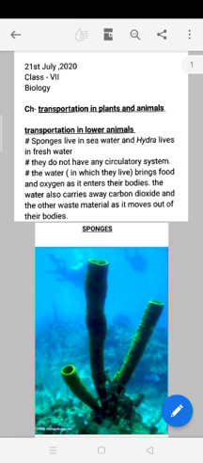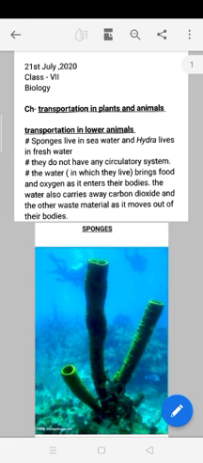You know that sponges and hydra are very simple animals which live where? In the water. Sponges live mostly in seawater, whereas hydra lives in fresh water. They do not have blood vessels, that means they do not have a specific circulatory system. So how will their transportation of essential elements as well as substances happen? They have a water channel.